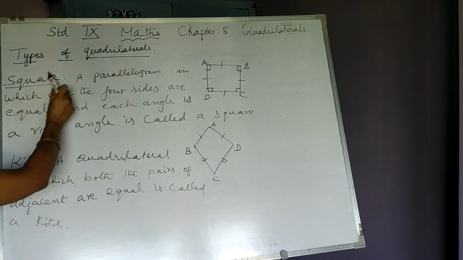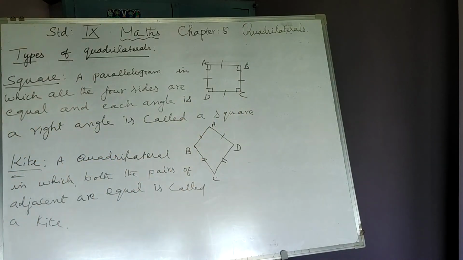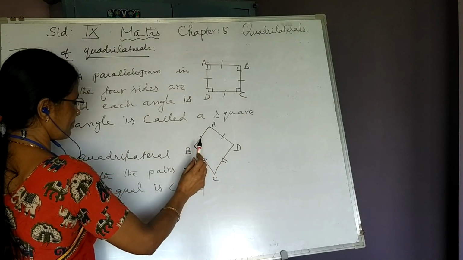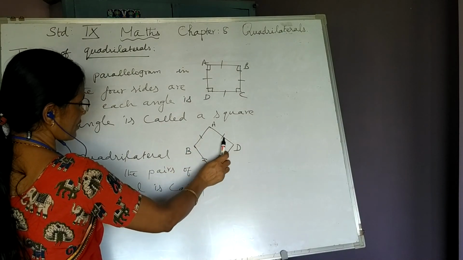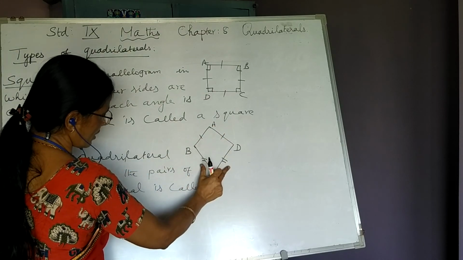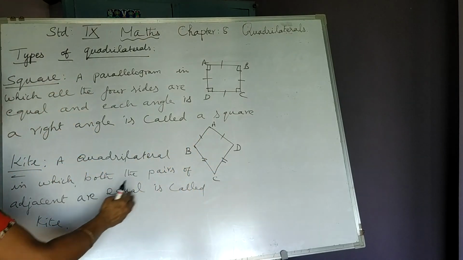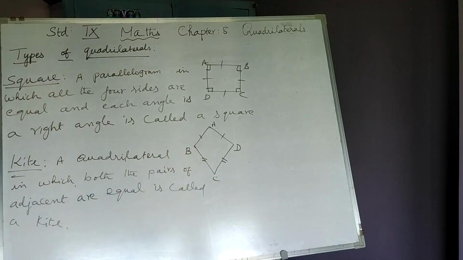So what is a square? A square is a parallelogram in which all the four sides are equal and each angle is 90 degree. What is a kite? It is a quadrilateral in which two pairs of adjacent sides are equal. These two are equal. With the marking you can make out. These two are equal. It is marked here. So two pairs of adjacent sides are equal. Therefore this quadrilateral is called a kite.